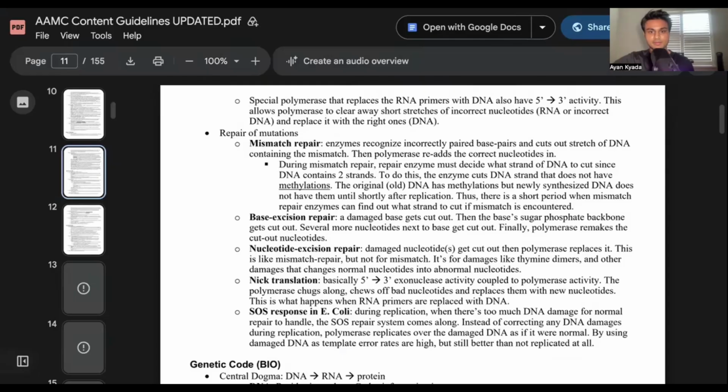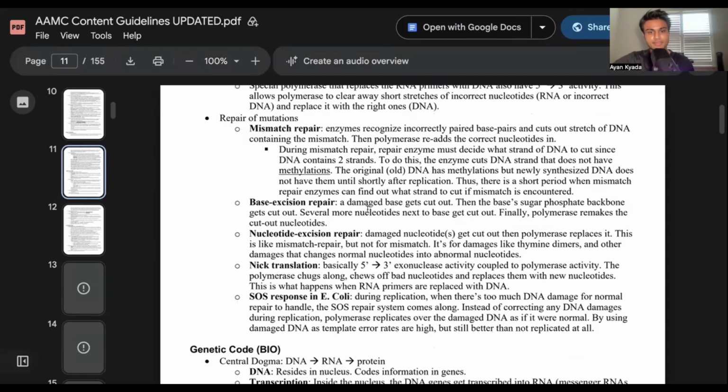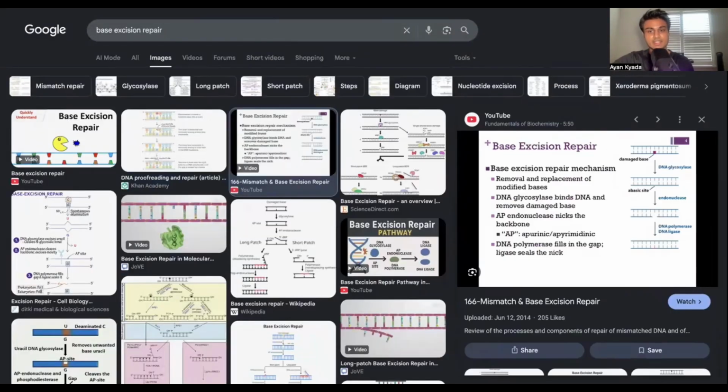The next type of DNA repair mechanism deals with a damaged base. So in base excision repair, sometimes the DNA gets involved in side reactions, and sometimes a nitrogenous base can be alkylated or it can undergo an oxidation reaction, and that is going to change its overall conformation and change the overall shape of DNA. So when a base undergoes these side reactions, what happens is an enzyme called DNA glycosylase is going to find it and bind that DNA and remove that damaged base.